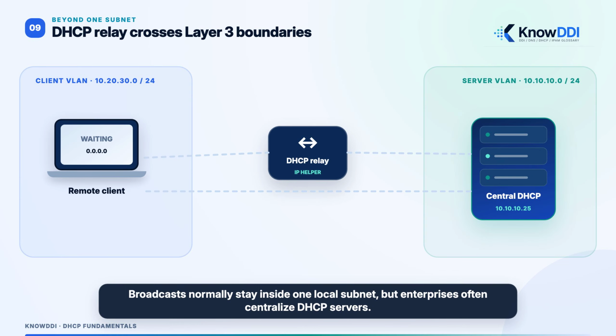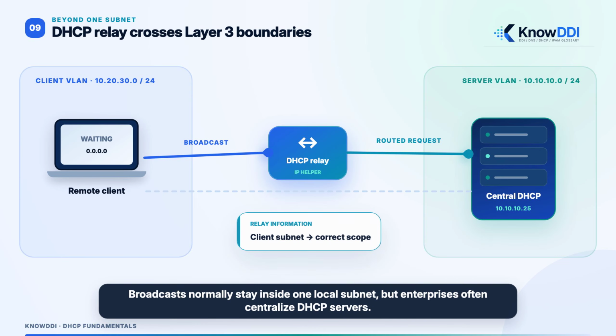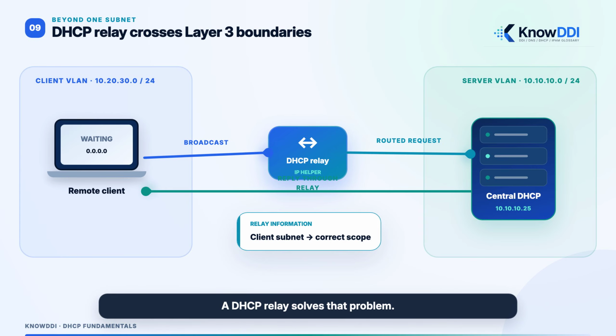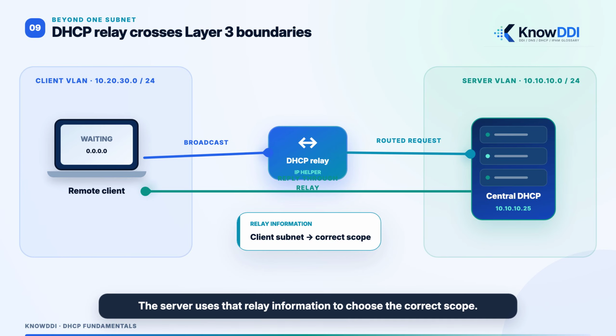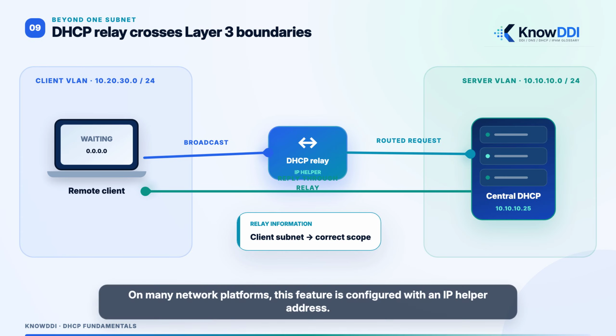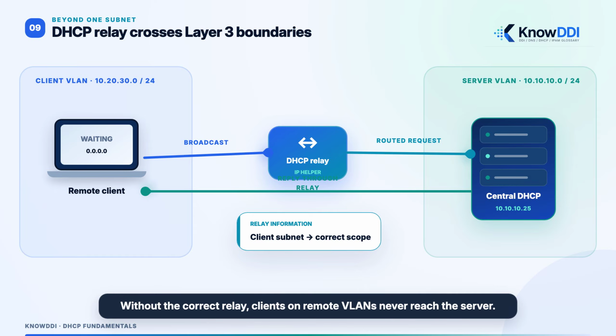Broadcasts normally stay inside one local subnet, but enterprises often centralize DHCP servers. A DHCP relay solves that problem. A router or layer 3 switch receives the client's broadcast, adds information identifying the client subnet, and forwards the request to a configured server as a routed packet. The server uses that relay information to choose the correct scope. Its reply returns through the relay to the client. On many network platforms, this feature is configured with an IP helper address. Without the correct relay, clients on remote VLANs never reach the server.